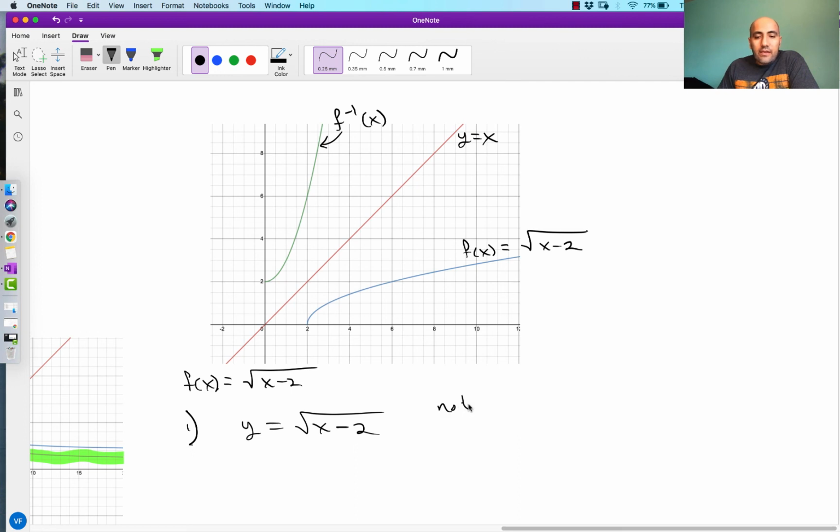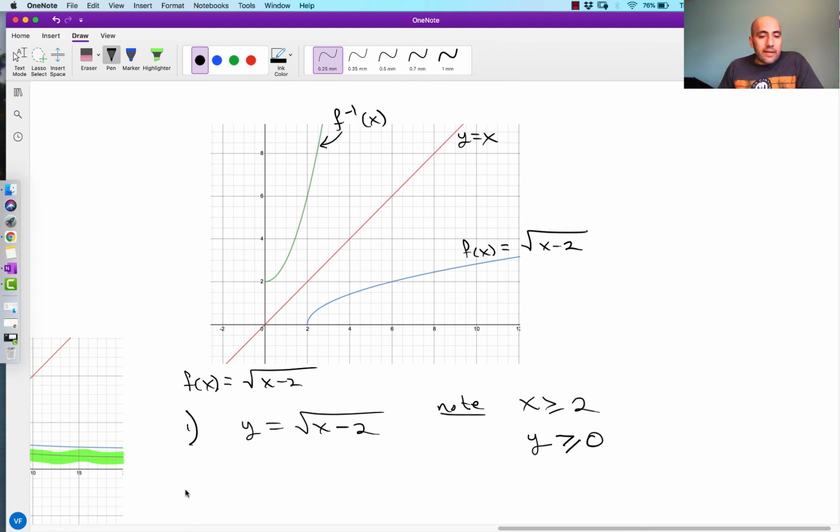Note the domain and range here. So note that this is valid for x being greater than or equal to 2. I can't input anything that is smaller than 2, because then I'll end up with a negative inside the square root, and that leads to imaginaries, and we don't want that. And no matter what valid value you input for x, the outputs are always going to be positive numbers. It could be anything starting from 0 on up, but you're never going to get a negative. So y is always greater than or equal to 0. Keep that in mind as the domain and range.